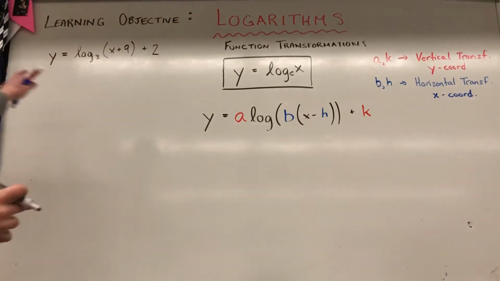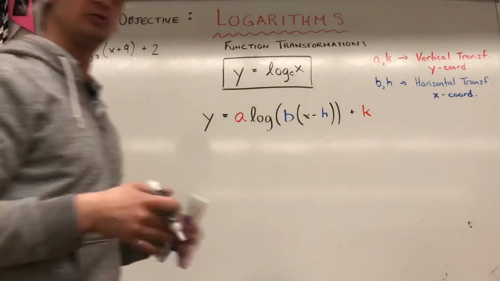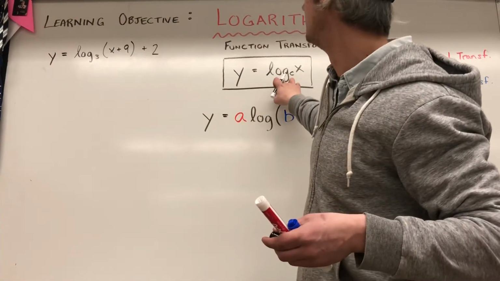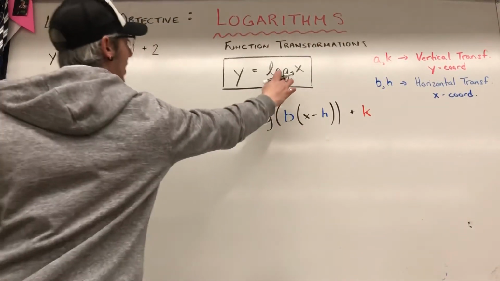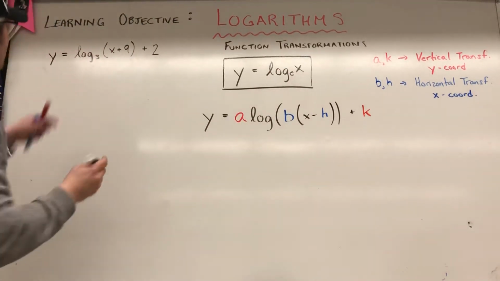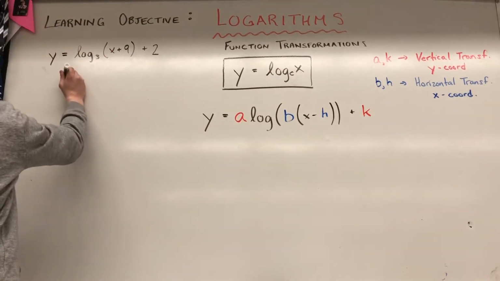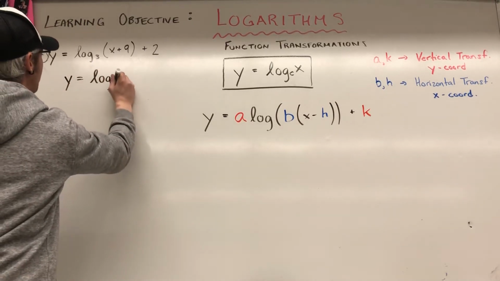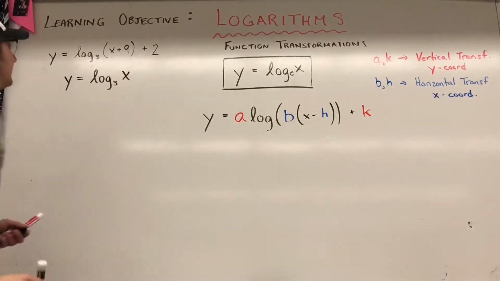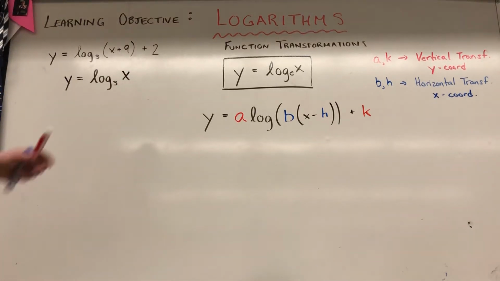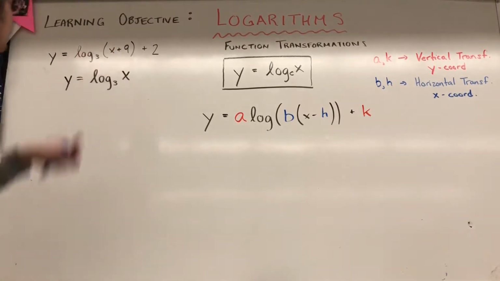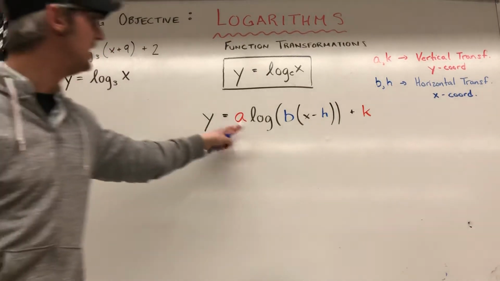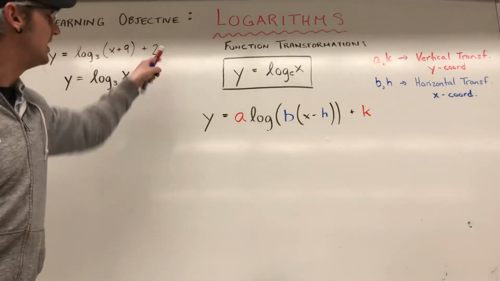Okay, we need to do this transformation. So the first step is, well, what's our baseline? Where did this come from? Well, we know that it looks like this, and so I already know that c is my 3. So my baseline function was y is equal to log base 3 of x. That 9 and that 2 were added on. There's nothing in front of my log and nothing in front of my x, so I don't have any a or b's here. Just an h and a k.